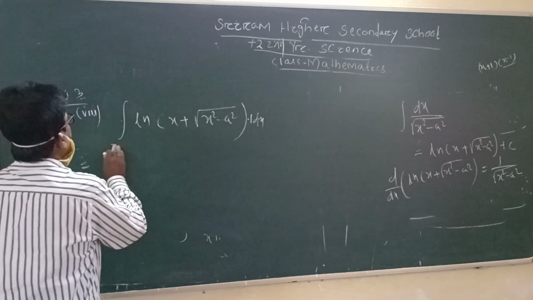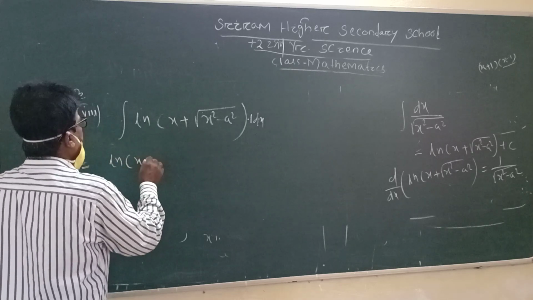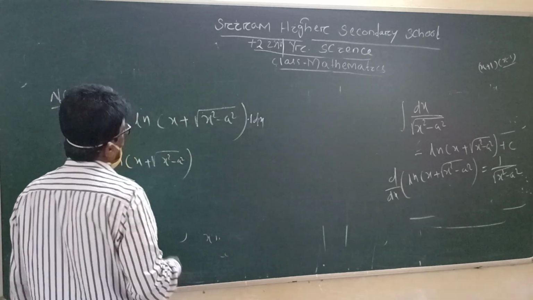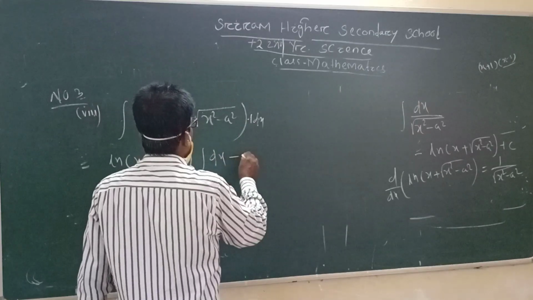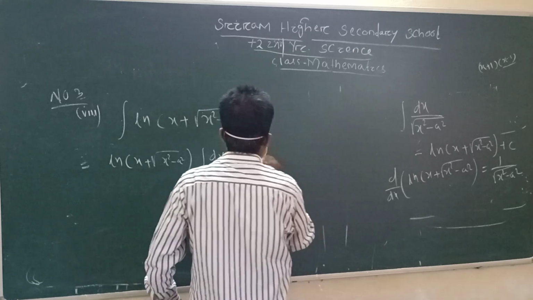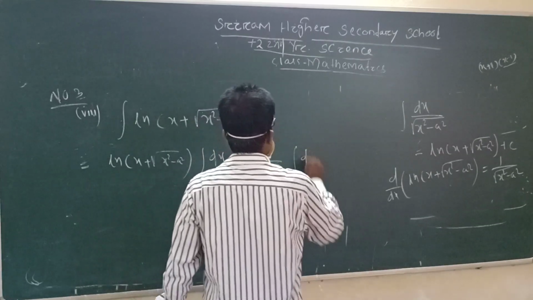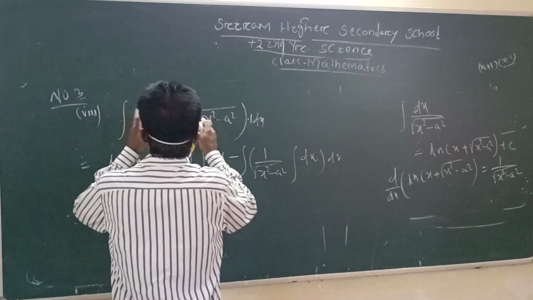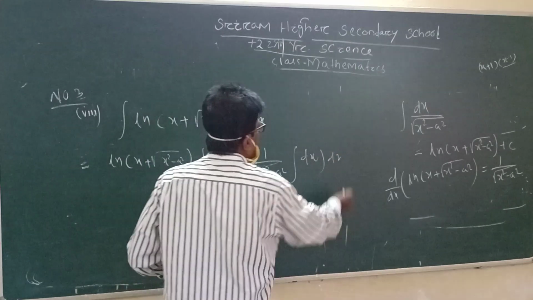So the first function is ln(x + root over x square minus a square), and the second function is the constant 1. The integral is the first function times the integration of 1 dx, minus the integration of the derivative of the first function, 1 by root over x square minus a square, times the integration of dx, whole dx. I already described this before.